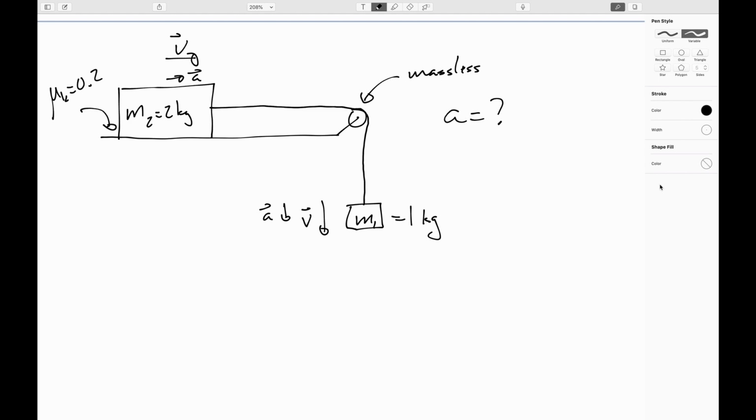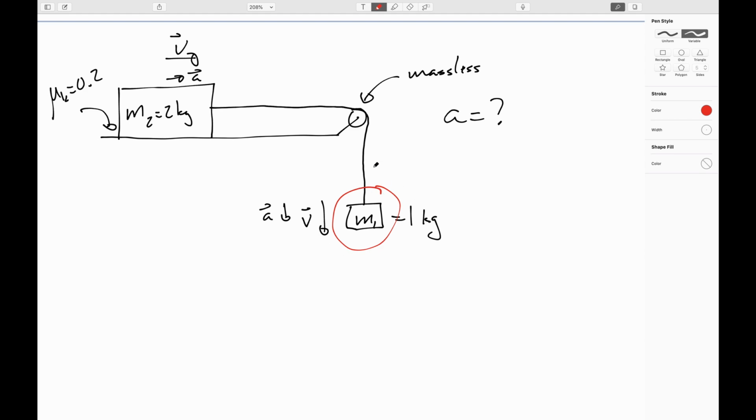Alrighty. So this is going to be a Newton's second law problem. I've got two objects moving, so I am free to analyze two systems here, and I will. So first we'll do a force identification diagram here.